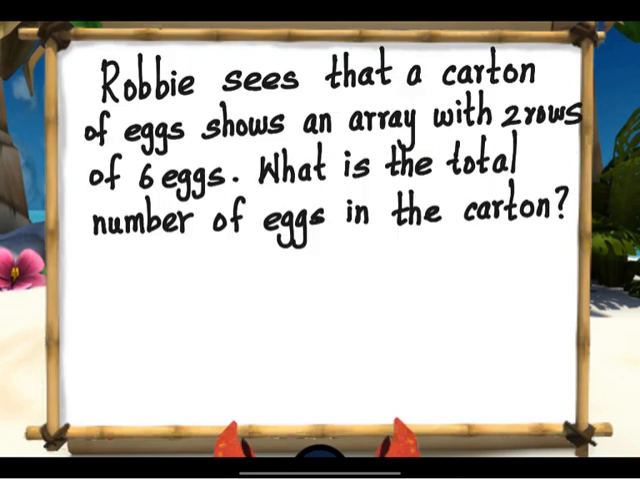Let us solve this question. The question is, Robbie sees that a carton of eggs shows an array with 2 rows of 6 eggs. What is the total number of eggs in the carton? We have to solve this question in RDW process. Okay, so RDW process. R is for read the question, so you have to read the question first.